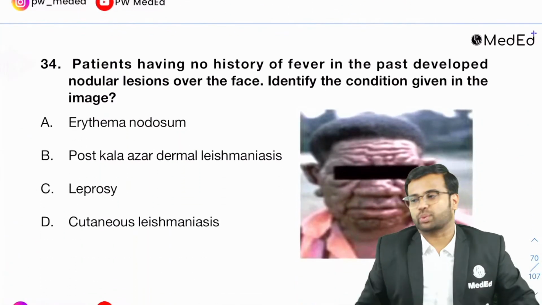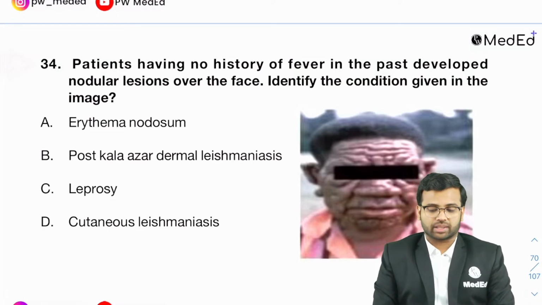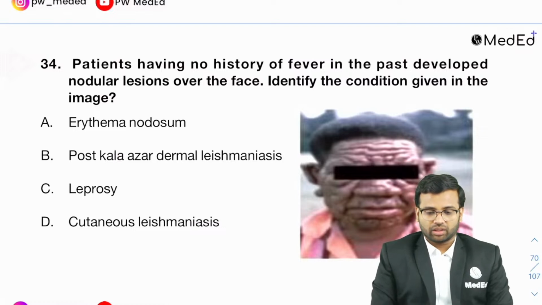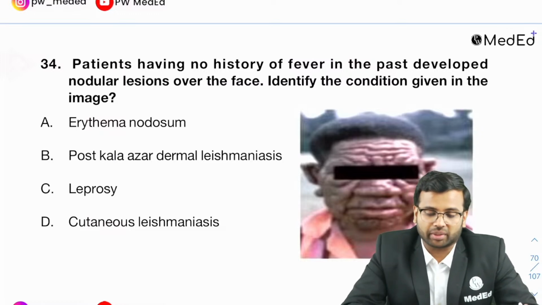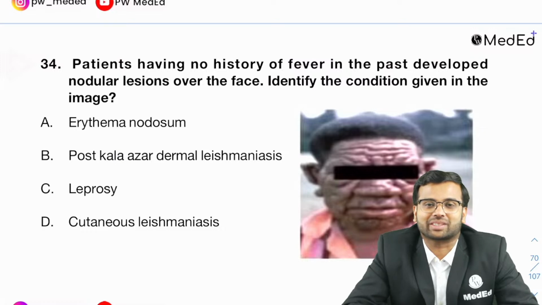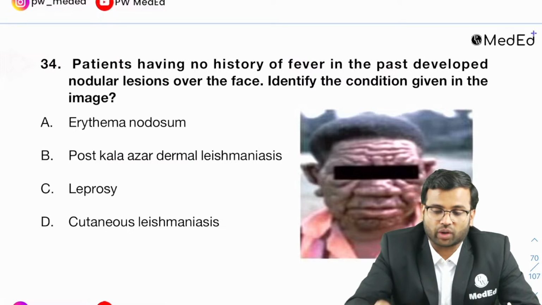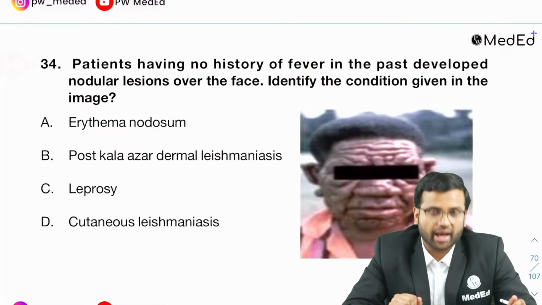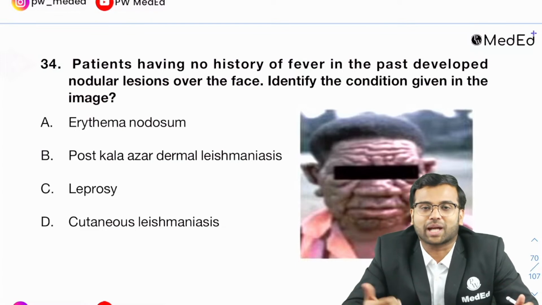So now let's move to the next question. Now, patient having no history of fever in the past developed nodular lesions over the face. Identify the condition given in this image. Raj Rana, S, all of you are answering it as atopic dermatitis. Very good. There's a short delay in getting these messages. So let's move to the next question. This is a patient having no history of fever in the past and has developed multiple nodules over the face. Again, this is one of the images of which type of leprosy?